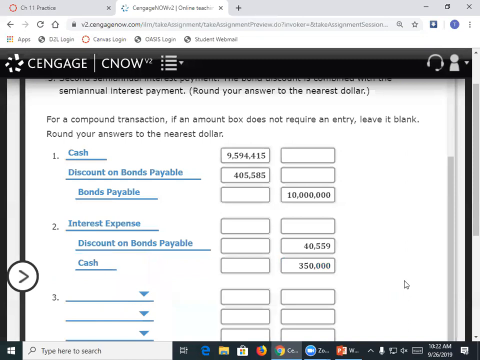So the total expense of issuing this bond at a discount, I need to add these two together. Okay? So interest expense is debited for the total amount, $390,559.